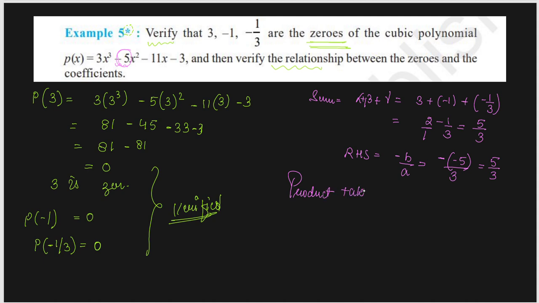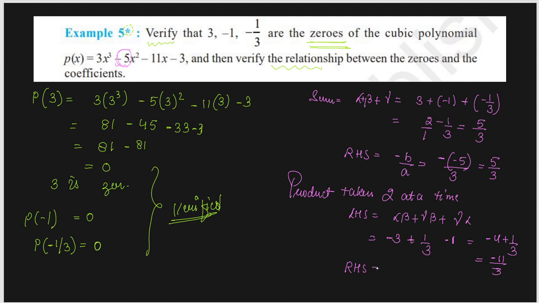Taken 2 at a time, the left hand side is alpha beta plus beta gamma plus gamma alpha, and compare it. What is alpha beta? It's negative of 3. What is this? This is positive 1 by 3. What is this? This is negative of 1. Again the same thing, you are going to get negative 4 plus 1 over 3, which is negative 12 plus 1, that is negative 11 over 3.